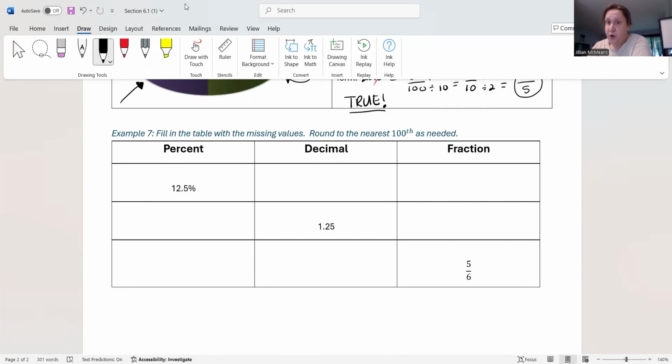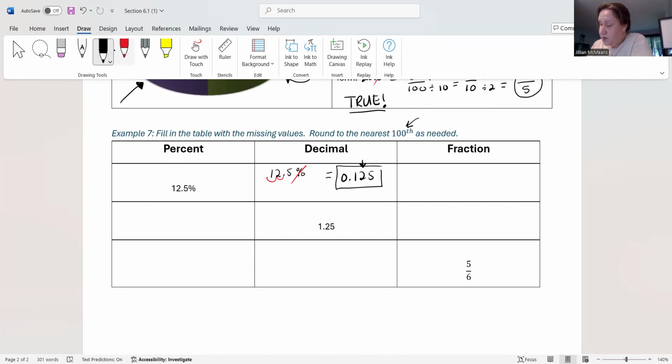Converting this to decimal form is going to be pretty easy. We want to take our 12.5%. We're going to drop the percent symbol. And then remember, to go from percent to decimal, we move the decimal to the left twice. So that's really division by 100. We get 0.125.